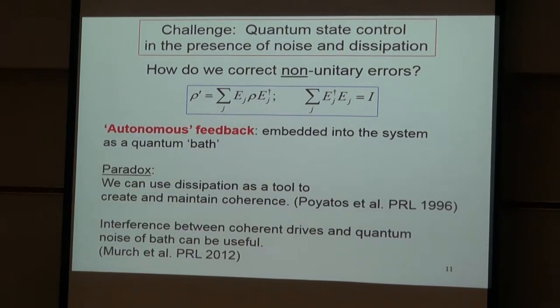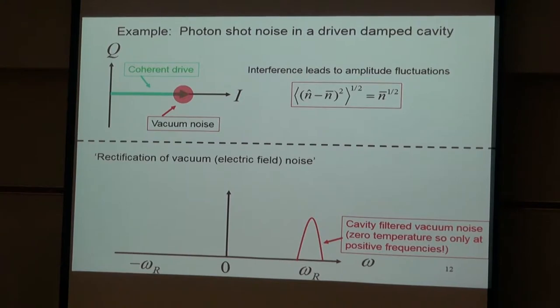And then there's a kind of autonomous feedback where you embed your system into a quantum bath, and it's not just, you know, friction or something, but it's a special bath that you rig up to have properties that will allow it to create and maintain coherence, for example. And I'm going to tell you about applying coherent drives to the bath, which will interfere in tricky ways with the quantum noise of the bath and produce a nice bath which has properties under your control that can do good things like cool. This was also a collaboration we had with the Siddiqi group a few years ago where we demonstrated that.